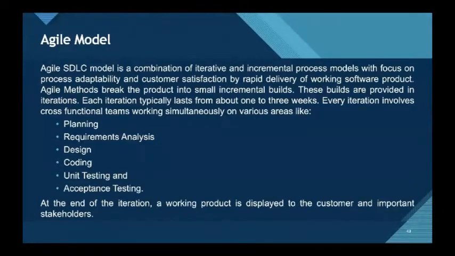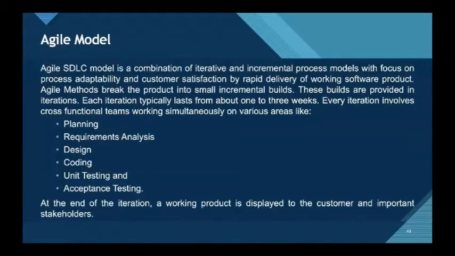Next, we have the Agile model. Agile SDLC model is a combination of iterative and incremental process models with focus on process adaptability and customer satisfaction by rapid delivery of working software product. Agile methods break the product into small incremental builds. So these builds are provided in iterations. Each iteration typically lasts from about 1 to 3 weeks.